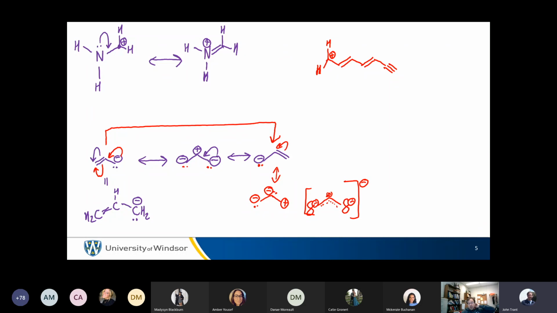Okay, so top right one, take a second, those of you guys who are sticking around, and try and draw some resonance structures of that. This material is hard enough, as I said. I don't want to be making it harder for you.